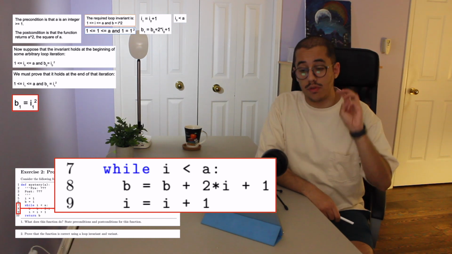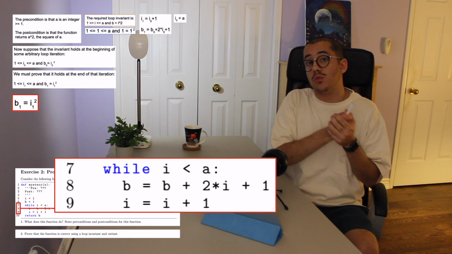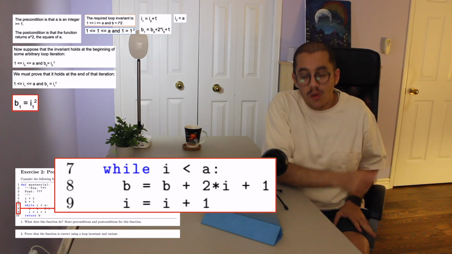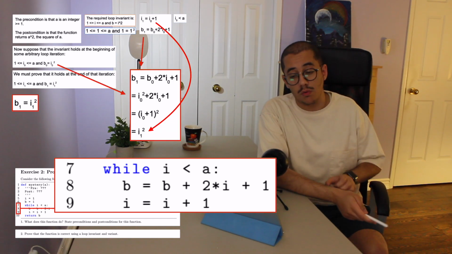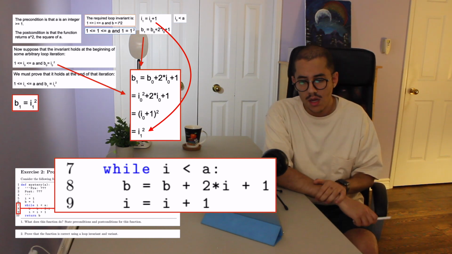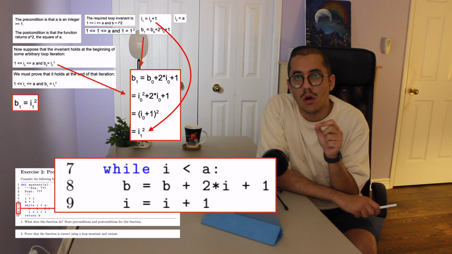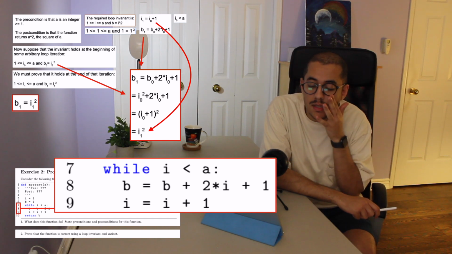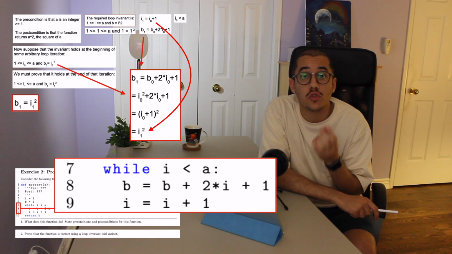Now for our case number 3, where we want to say B1 equals I1 squared. Okay, so we know what B1 is. B1 is B0 plus 2 times I0 plus 1. That's from the loop body, right? Now, B0 is equal to what? We know that B0 is equal to I0 squared, right?